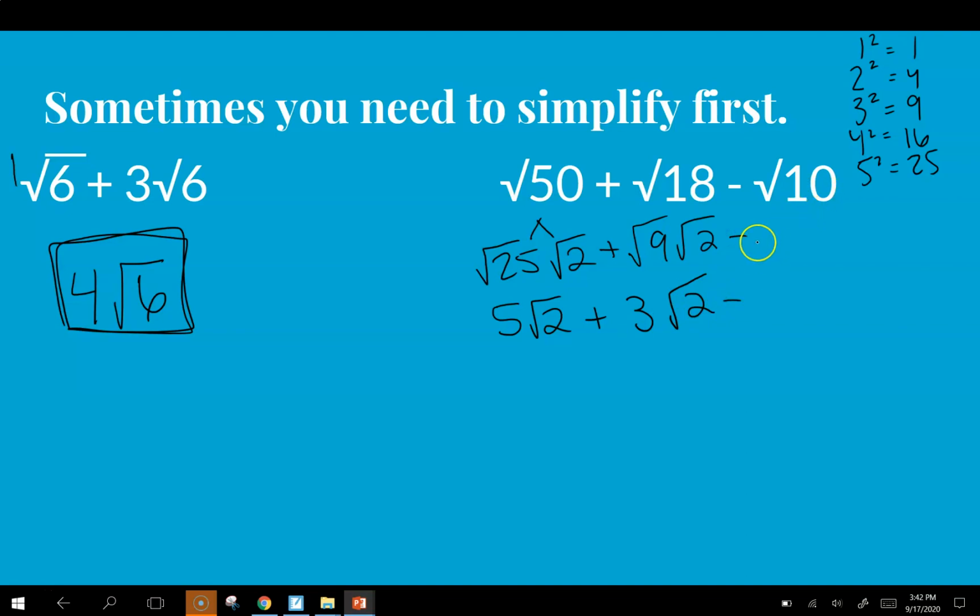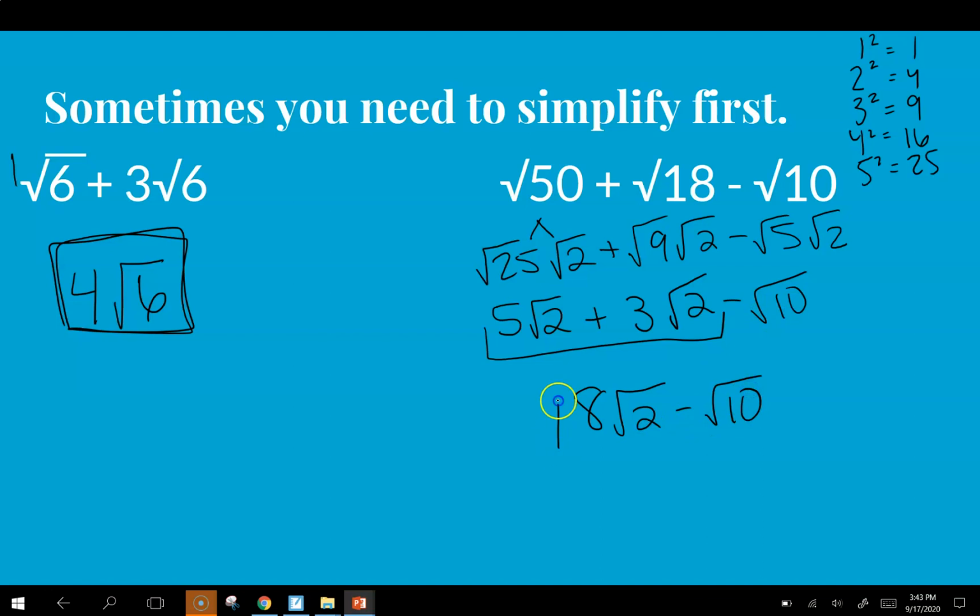10 breaks apart. Only way to break that apart is 5 and 2. Neither of those are perfect squares, and I can't break them down anymore. So square root of 10 is actually just going to stay square root of 10. All right. So look at the first 2 right here. I notice these both have a square root of 2. So I'm going to combine those first 2 pieces. 5 plus 3 is 8. So this becomes 8 square root 2. Still have minus square root 10. Okay, it doesn't disappear. It's still part of the problem. We just didn't get to combine it with anything else.